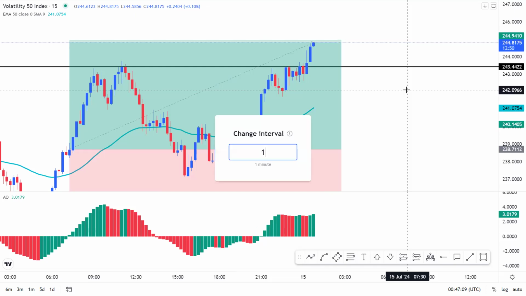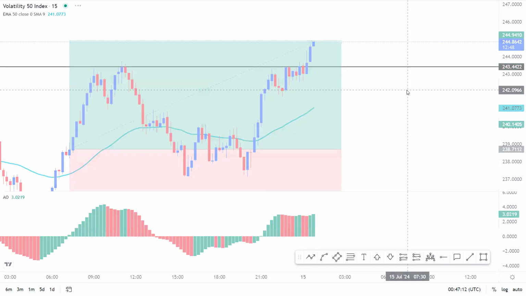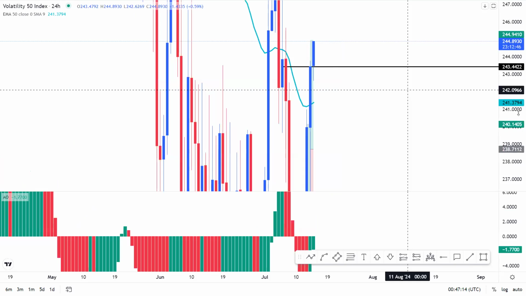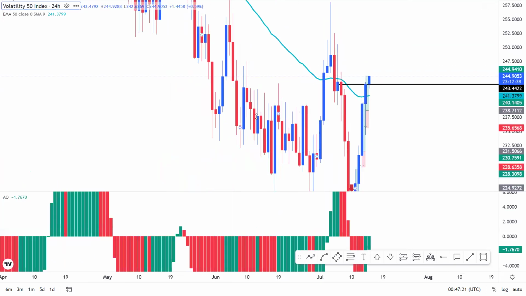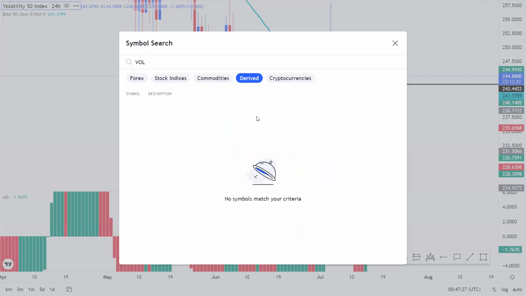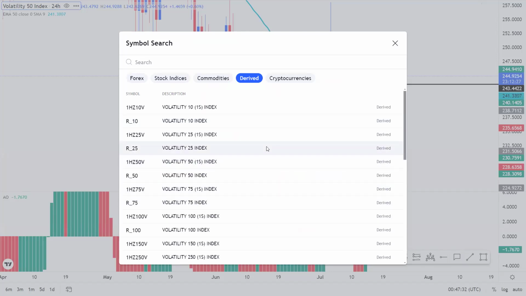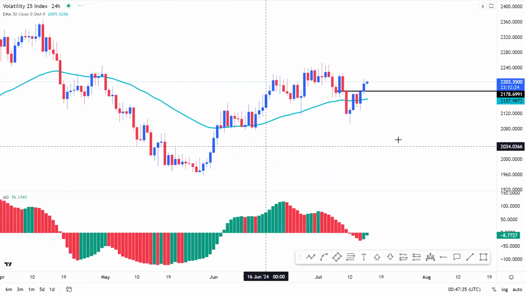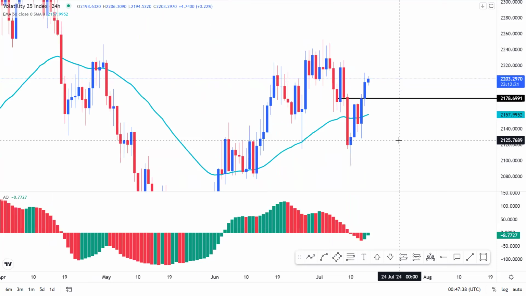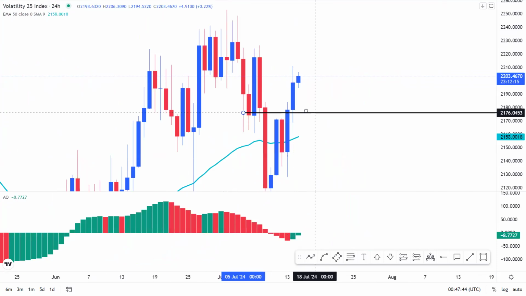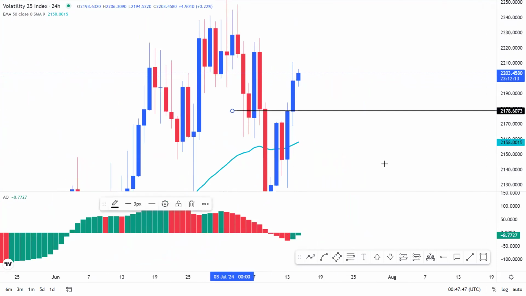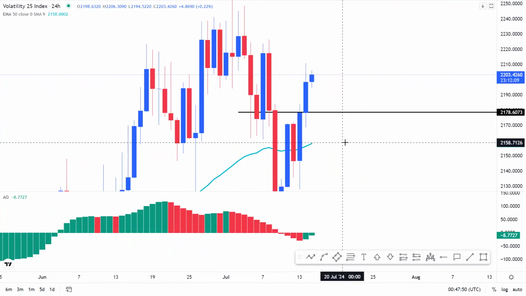So let's quickly take one more example on this, just to make sure we have enough clarity on this. Let's look at the volatility 25 index. Yeah, so 25 index, you can see. Let's look at yesterday. How would we have gotten ourselves a nice entry on volatility 25 index?